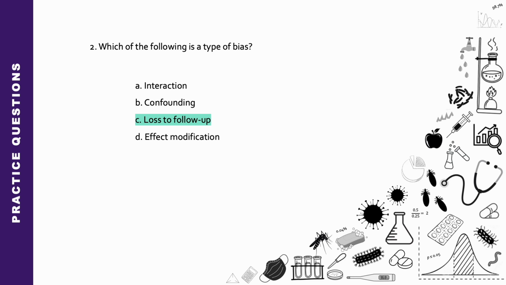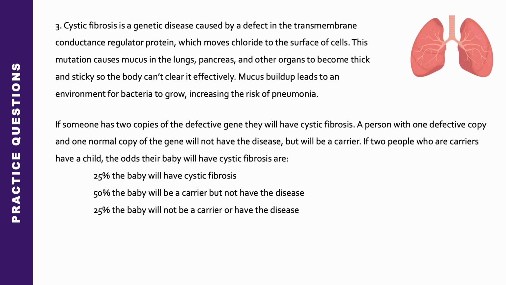is the best answer. Cystic fibrosis is a genetic disease caused by a defect in the transmembrane conductance regulator protein, which moves chloride to the cell's surface. This mutation causes mucus in the lungs, pancreas, and other organs to become thick and sticky, so the body can't clear it effectively. Mucus buildup leads to an environment for bacteria to grow, increasing the risk of pneumonia.